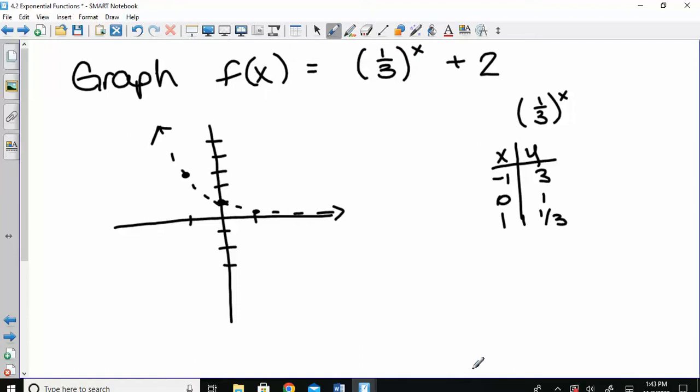Okay, what transformations do I have? Up 2, that's the only thing going on in this one. What's going to happen when I move my graph up 2? The asymptote moves. It was on the x-axis, so it gets moved up to y equals 2. And then we take these other points up 2.